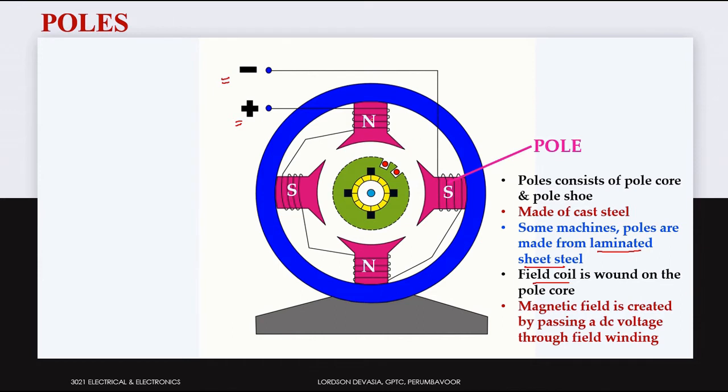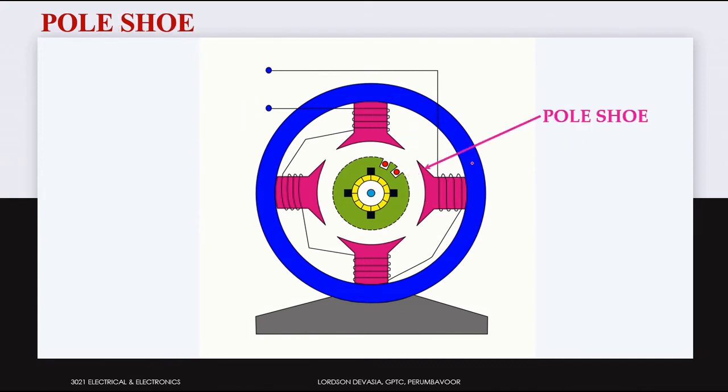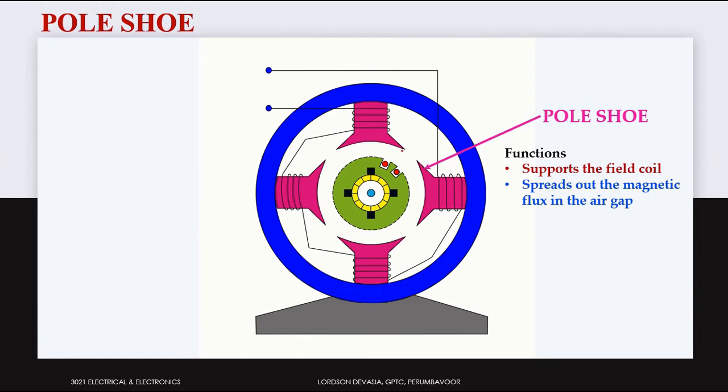നിങ്ങളിത് നോക്കിക്കഴിഞ്ഞാൽ അറിയാം, these field windings are connected in series and it is arranged in such a way that alternate north and south poles are created. Then pole shoe, pole core-ന്റെ എൻഡ് പോർഷനിലാണ് പോൾ ഷൂ എന്ന് പറയുന്നത്. ഫങ്ഷൻസ്: ഒന്ന്, ഈ ഫീൽഡ് കോയിലിനെ സപ്പോർട്ട് ചെയ്യുന്നു. രണ്ട്, that is spreads out the magnetic flux in the air gap.